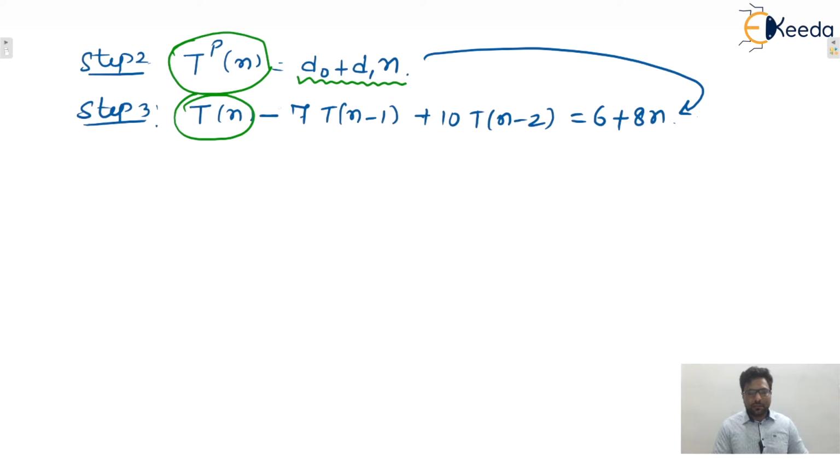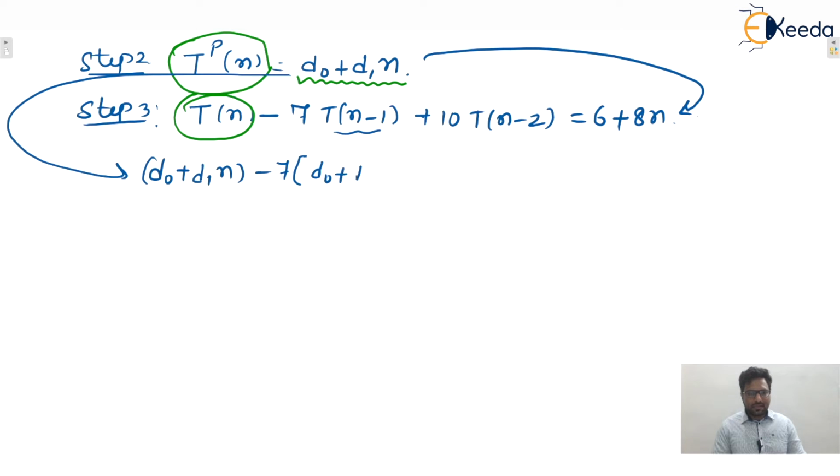Yes, this is T(n-1), isn't it? So instead of Tn, we can substitute this particular solution in the given recurrence relation. T of Pn is the same, because P is only for indication, nothing else. So instead of Tn, we can substitute d0 plus d1 n. This becomes 7. T(n-1) becomes d0 plus d1 (n-1).